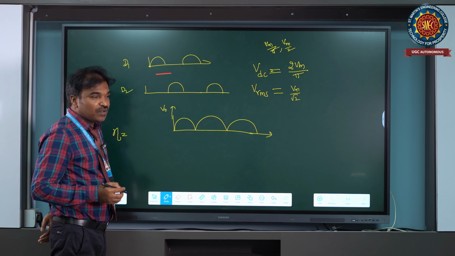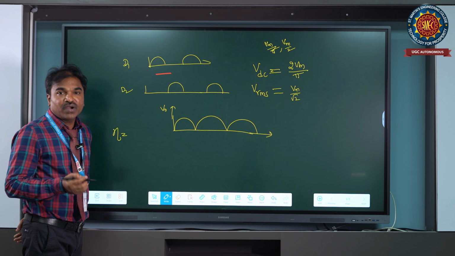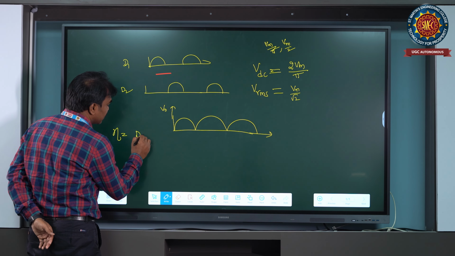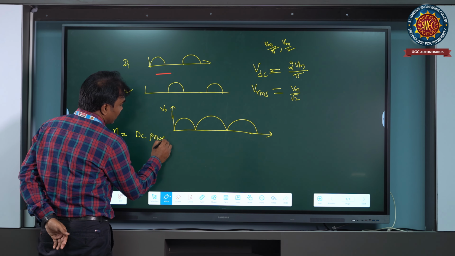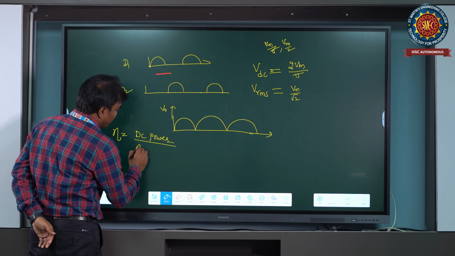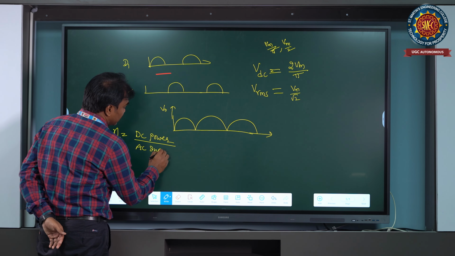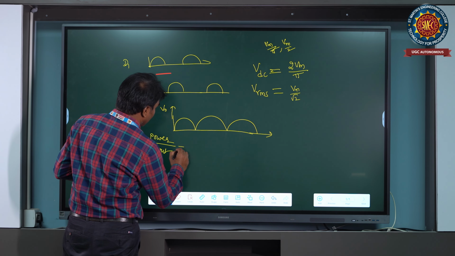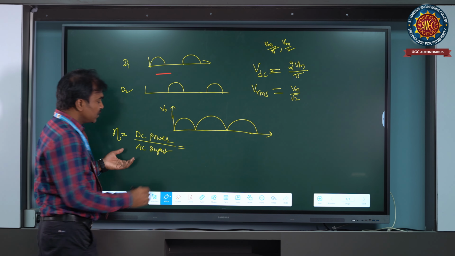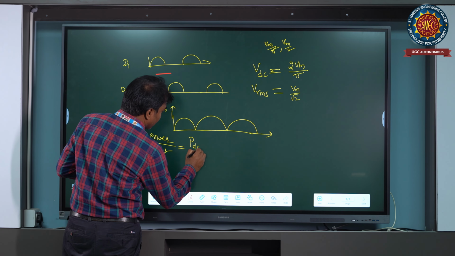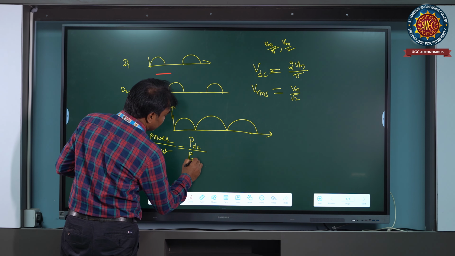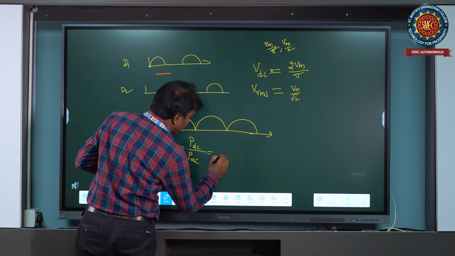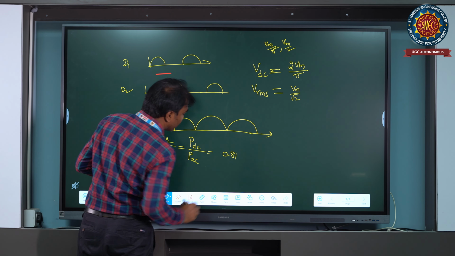Efficiency means how much DC power output by how much AC power input, that is, the DC power delivered to the load divided by the AC input power. That is nothing but PDC by PAC. Whenever you simplify this, the value is 0.81.